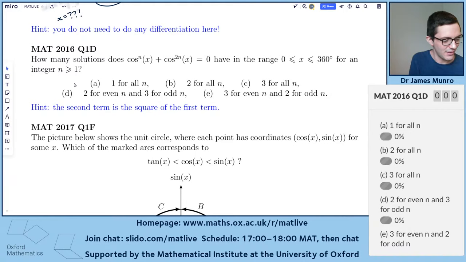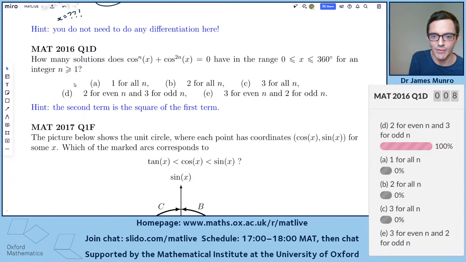Do I write MAT papers? Yes, I write some of the questions on MAT, which is good fun. I did not write any of the questions that we're talking about today.